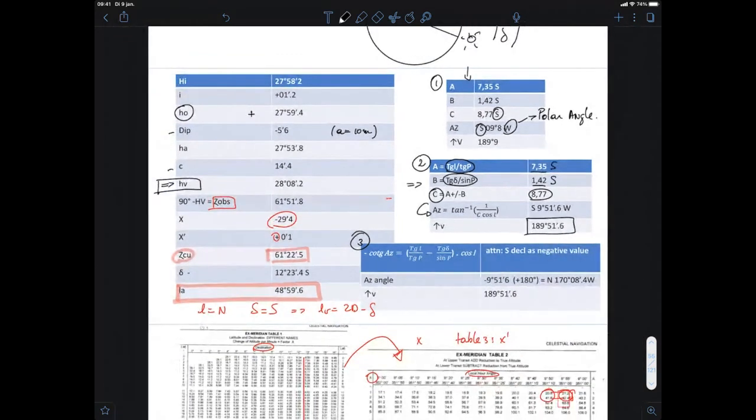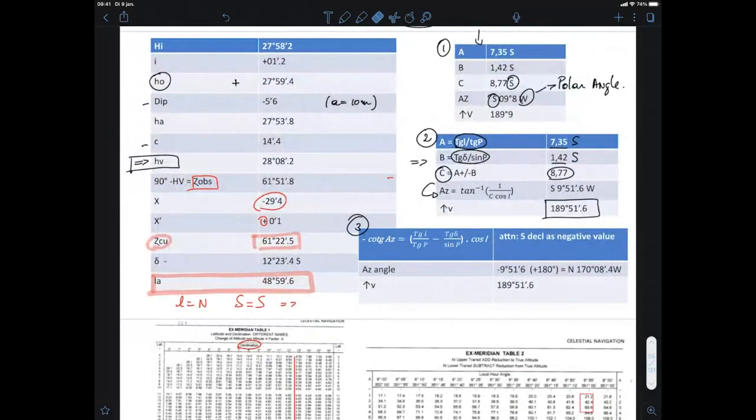You know that there is also a third method of calculating your true bearing, that is with this formula here, where you obtain the azimuth angle via the cotangent of the azimuth with the same elements here, this one being A, this one being B. You multiply it by the cosine of L.